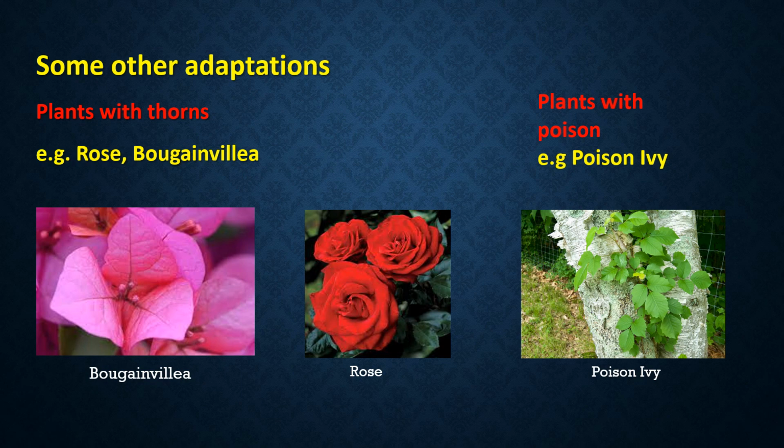We have discussed the adaptation of terrestrial and aquatic plants. Let us look at some other adaptations of plants. Let us see plants with thorns. Some plants like rose and bougainvillea have thorns which protect them from animals. Next is plants with poison. Many plants like poison ivy have poison in them. This keeps animals away from them. When we touch poison ivy, our skin starts to itch.